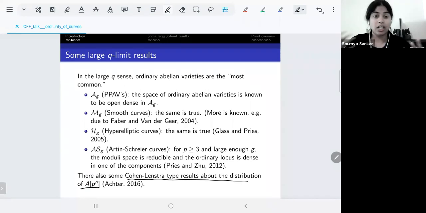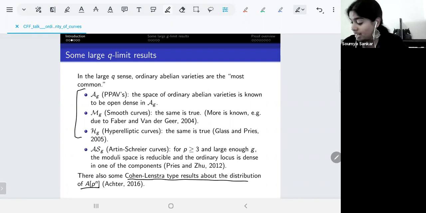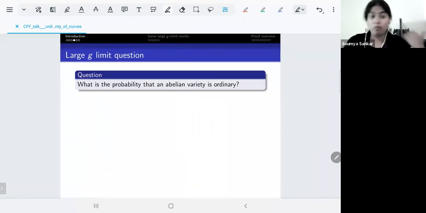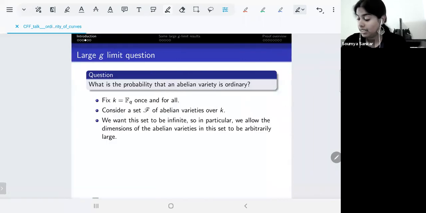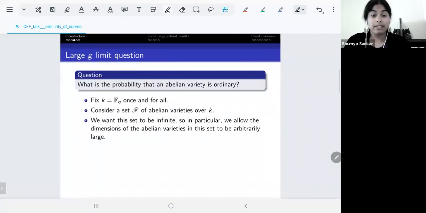So there's a bunch of large q limit results. Now I'm going to do a hard U-turn and think about the large g limit results. If you look at the first three, you're thinking ordinary abelian varieties are the most common thing here, so let's try to formalize the question for large g limits. The large g limit question is: what is the probability that an abelian variety is ordinary in the large g limit? To write that down more precisely, let's fix a finite field once and for all.